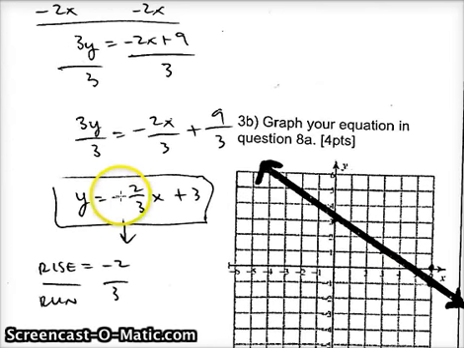My slope is negative 2/3, which means I have a rise of negative 2 over a positive 3. And my y-intercept is positive 3. So on my graph, notice here I start at positive 3. I'm going to go down 2, 1, 2, and then right 3, 1, 2, 3. And that would be your graph.